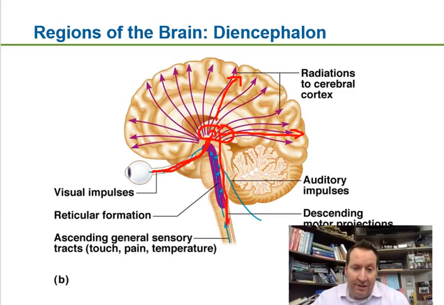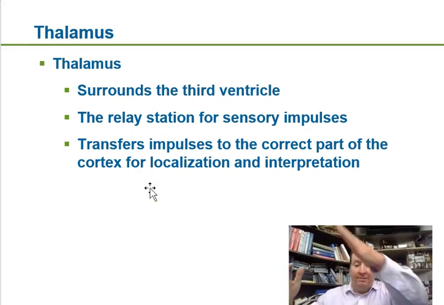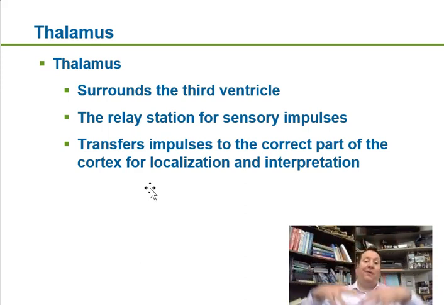So if we take a look at a generalized function of the thalamus, it's going to be a relay station for sensory impulses. It's going to transfer these impulses to the correct parts of the cortex for interpretation. So when this sensory information comes in, the thalamus then routes it to the correct location of the brain for it to be interpreted and processed, is what's going to happen. So the thalamus kind of acts like an operator.